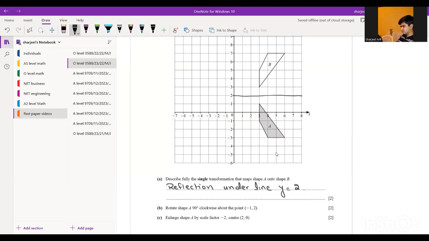Now for the second part, we have to rotate shape A clockwise about the point minus 1, 2. So minus 1, 2 is here. We have to rotate it clockwise. Clockwise is in this direction. So we will draw a dotted line here. We can count the number of boxes. We have 1, 2, 3, 4 columns and 1 row. So we will place the point 1 column and 2, 3, 4. We will place a point here.